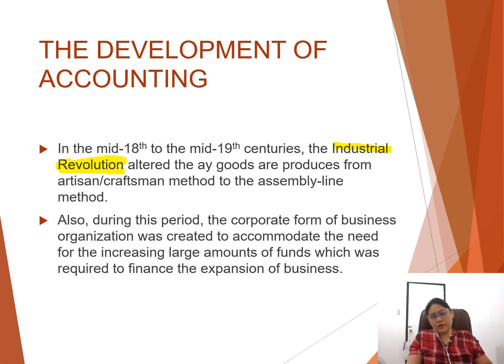Okay? Goods are produced from artisan craftsman method to the assembly line method. So, dati, artisan and craftsman lang. Pag sinabi kasi nating artisan and craftsman, ito yung tinatawag natin na mano-mano. So, ibig sabihin, matagal, di ba, bago makapag-produce ng isang produkto. So, from there, nagkaroon na ng assembly line method. Wherein here, ginagamit ang both the machine at yung tao, manual or machine operated.